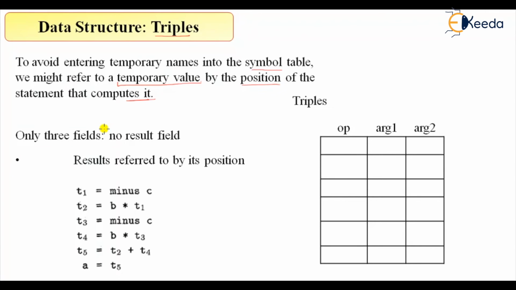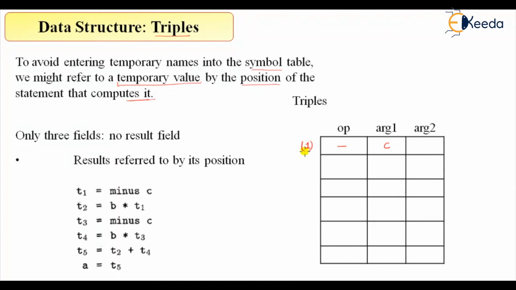Okay, so that is the idea here, that we will not store the t1, t2, t3 temporary variables in our symbol table. Rather, we'll just refer to them by their position. So the operator here is minus, like here minus c. I will put minus over here, and then argument 1 in this case is c. I will call this position number 1, just to avoid any confusion.